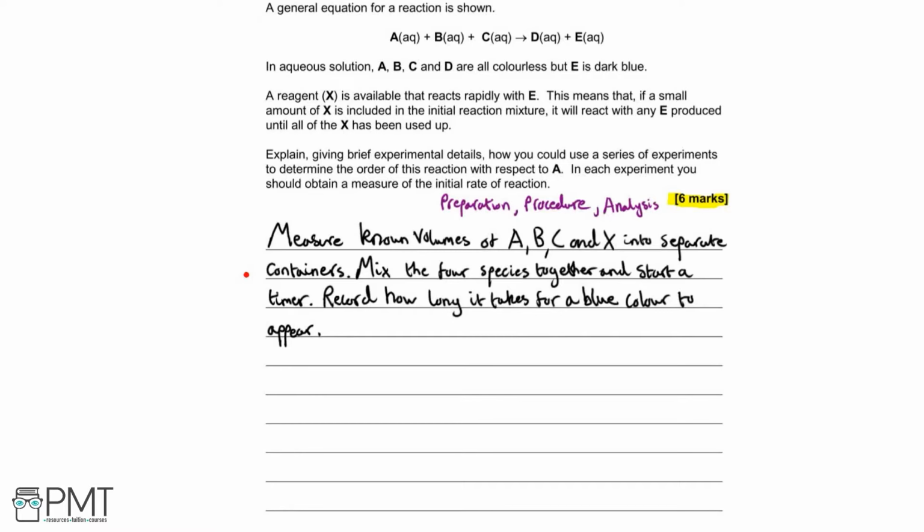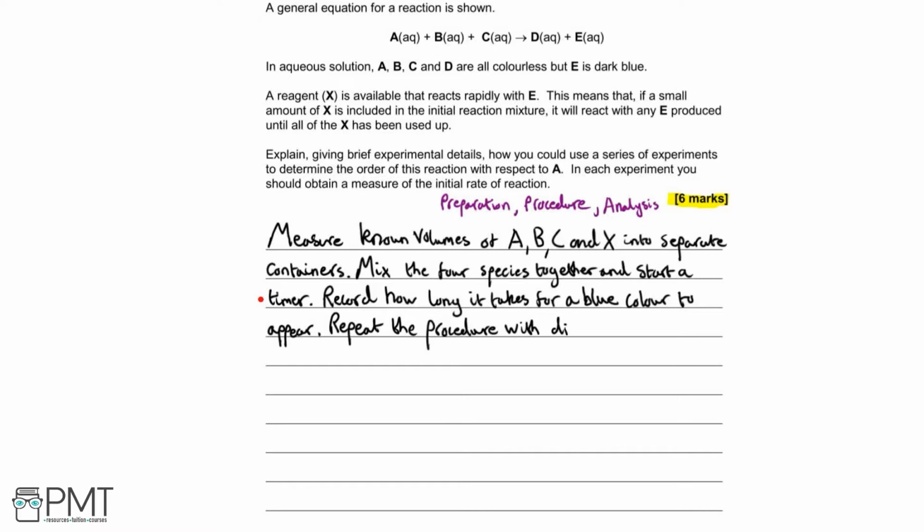So those are the first 2 points in the procedure: mixing the 4 species together and starting a timer, and recording how long it takes for that blue coloring to appear. The third point is really split into multiple points itself, as we've done one experiment, but now we need to repeat the experiment. So we're going to repeat the procedure with different concentrations of A.